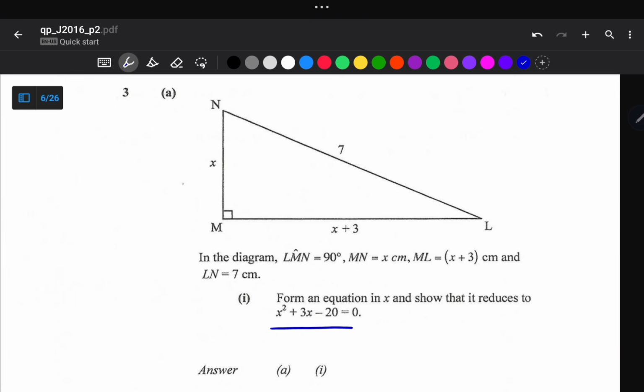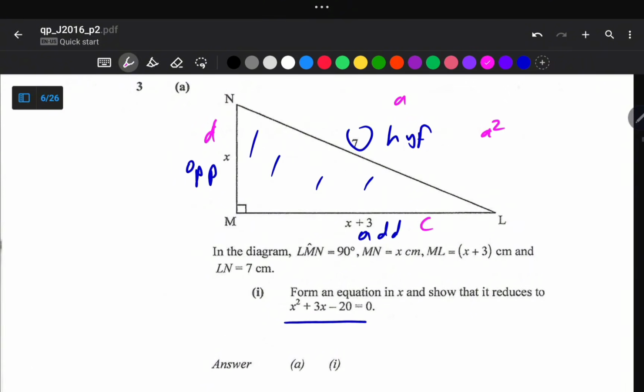So given that we are having this right angle triangle, this is our hypotenuse, this one is our adjacent, and this one is our opposite. So from Pythagoras theorem, given that we label this A, this one C, and this one D, we understand that A squared is equal to C squared plus D squared.